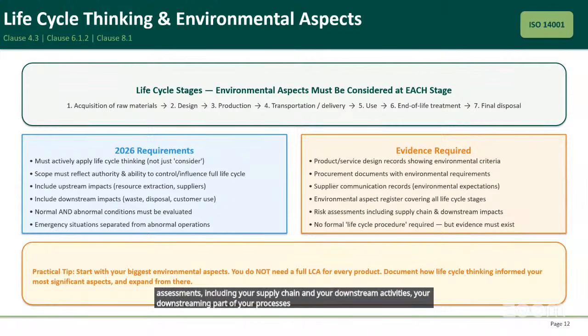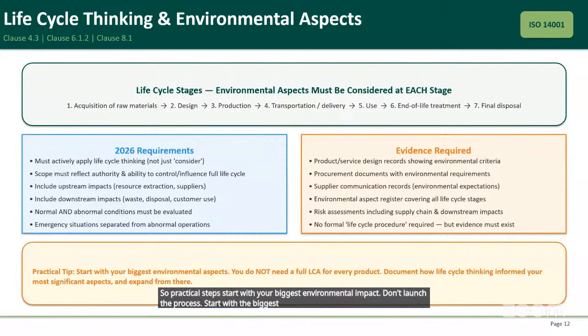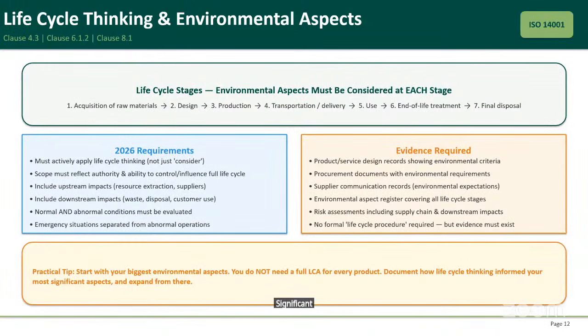So, practical steps: start with your biggest environmental aspects. Don't rush the process. Start with the biggest one, your major environmental aspect. You do not need to complete everything. Start one step at a time. Document how your life cycle thinking informed your most significant aspect and expand from there.